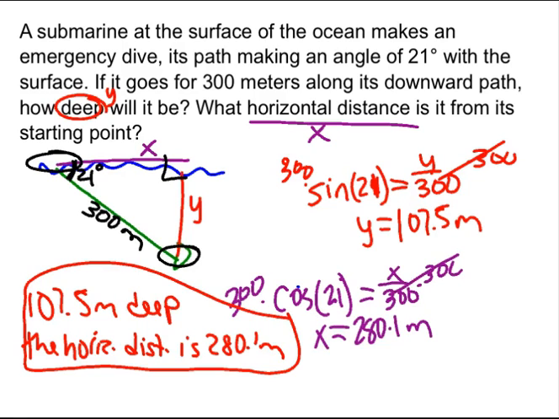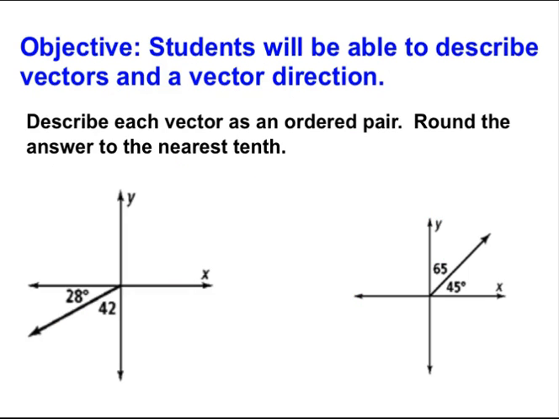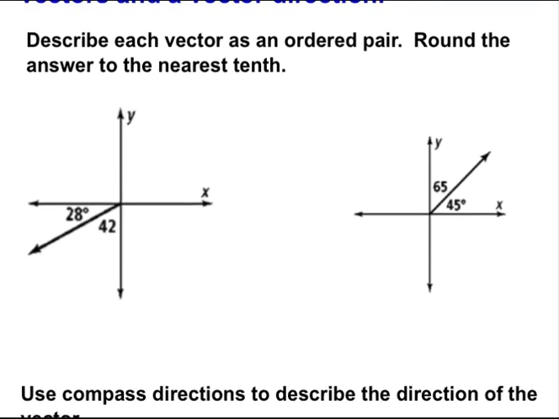The last page in this chapter was on vectors, and so it's pretty basic vector stuff, but the objective is that you'll be able to describe vectors in a vector direction, and to describe each vector as an ordered pair, round to the nearest tenth.